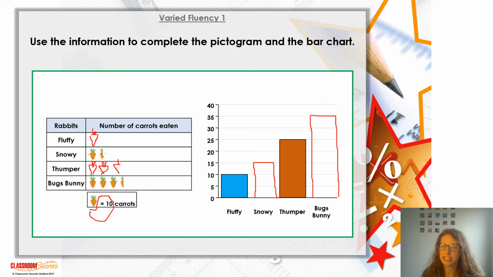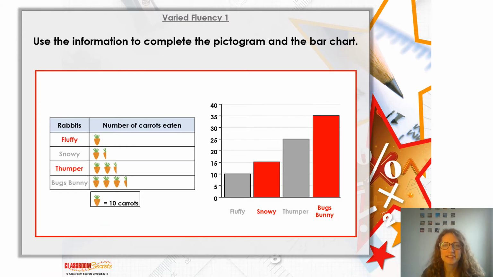Let's have a look at a neater version because mine's a bit squiggly. There we go, a much neater version. Can you see now how we've used a ruler? It goes along and down, doesn't go right across to the scale. Okay, but we can still see that it lines up with 35. And then our pictogram is completed as well.